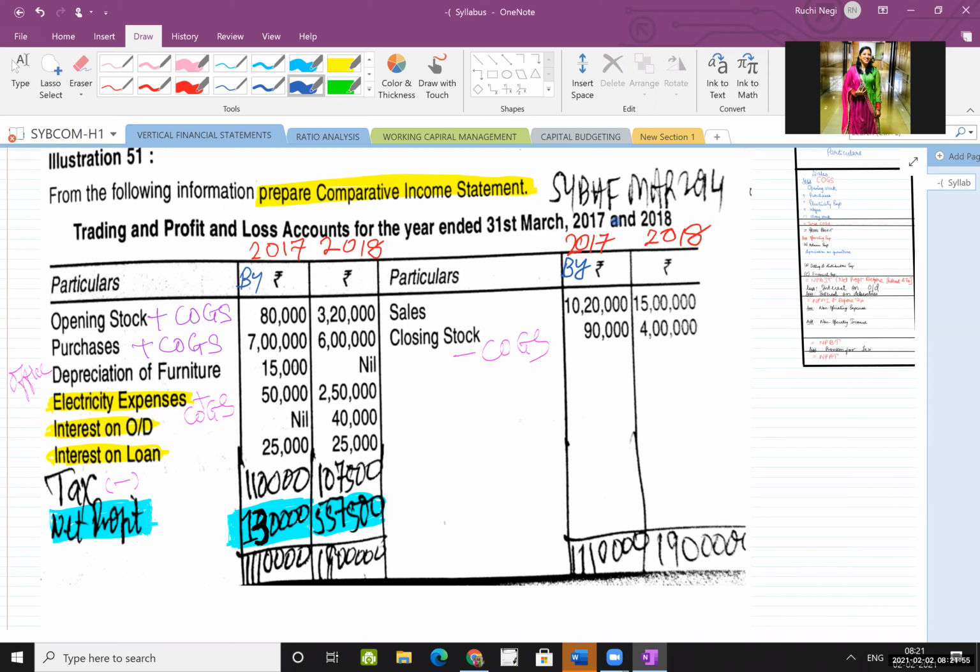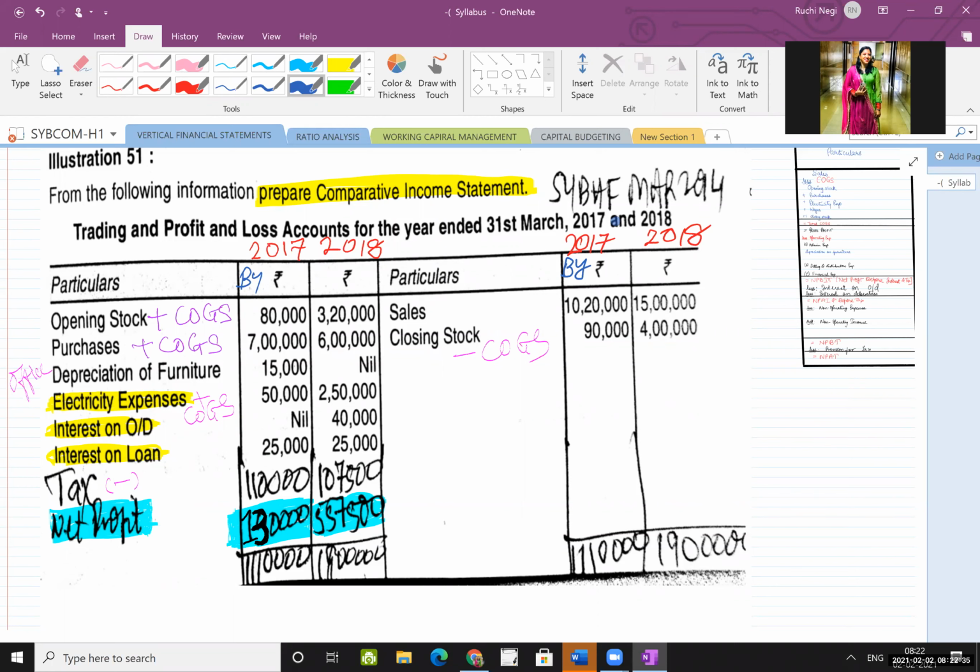Depreciation of furniture will come under operating expenses in the heading admin overheads. Electricity expenses will come under factory. When it says factory overheads, I will take it under the composition of COGS. Interest on OD, bank overdraft, and interest on loan, I will show separately after operating expenses. Then there are taxes, which I will subtract. NPBT, net profit before taxes, less taxes, then I'll get net profit after taxes.